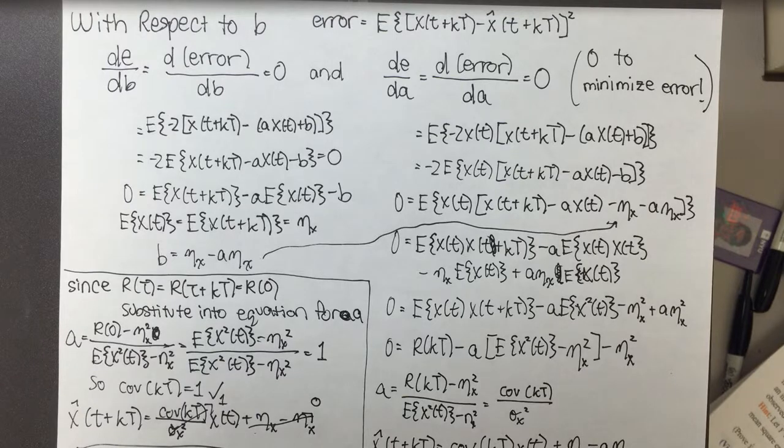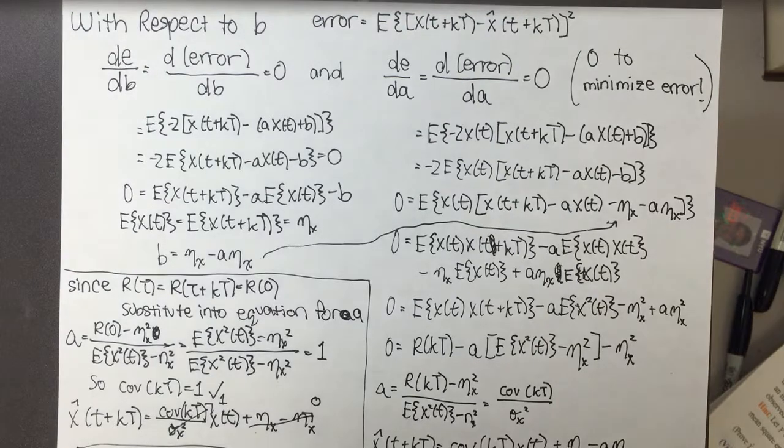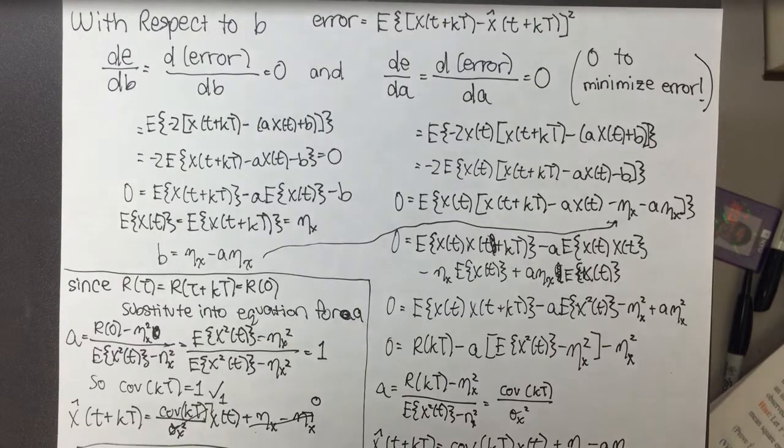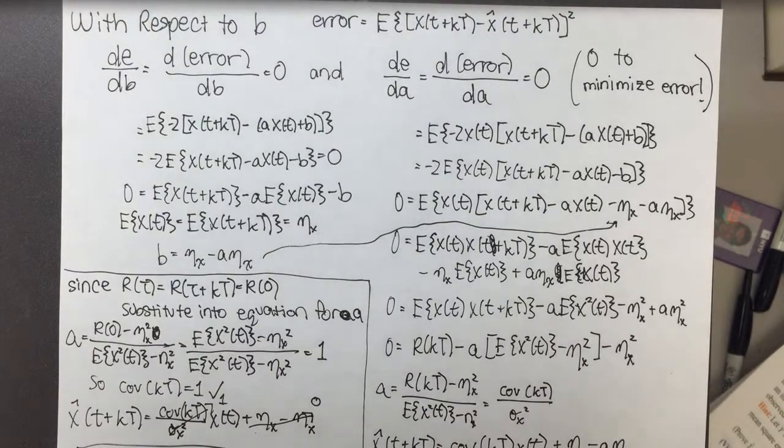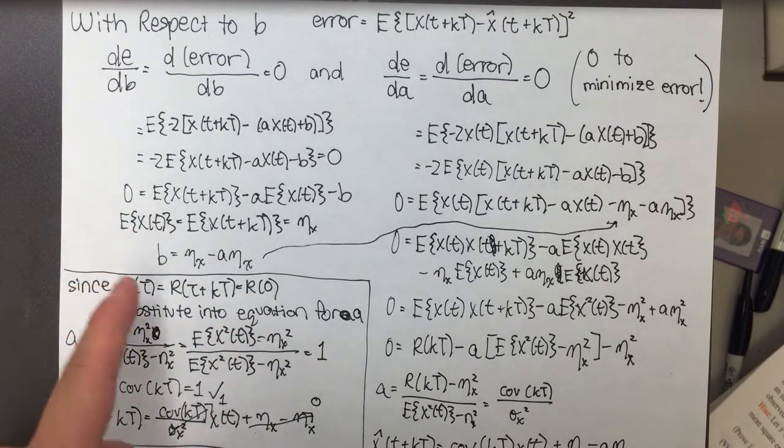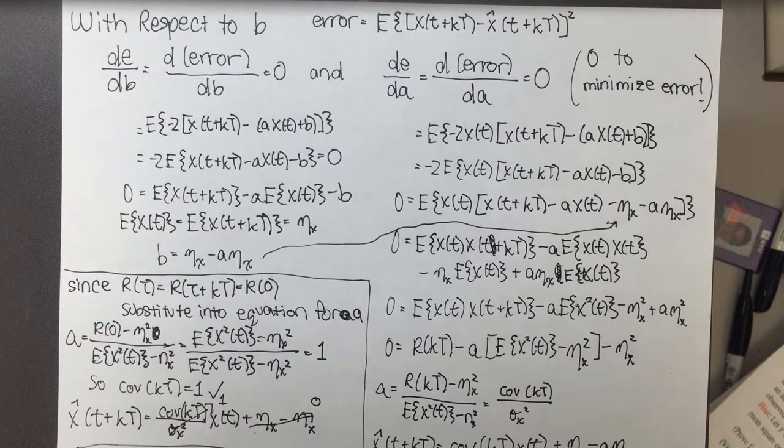And what we can do is set the b equal to eta values. They're not constants, they're just the mean values. And that essentially equals b equal to eta subscript x minus a eta subscript x.